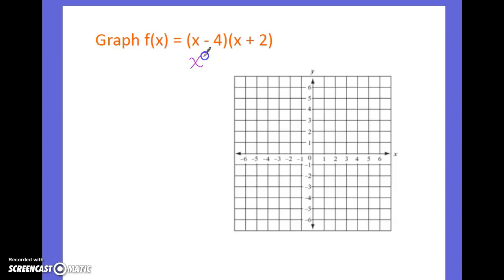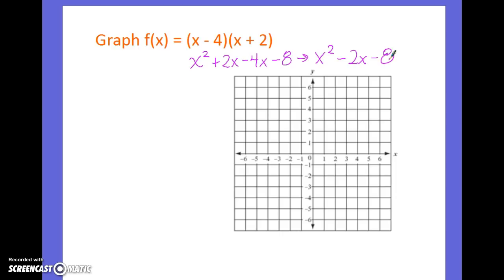So I know that I have x squared, so it's first. Then my outer would be plus 2x. My inner would be minus 4x, and then my last would be -8. Combining my like terms, I have x squared minus 2x minus 8.